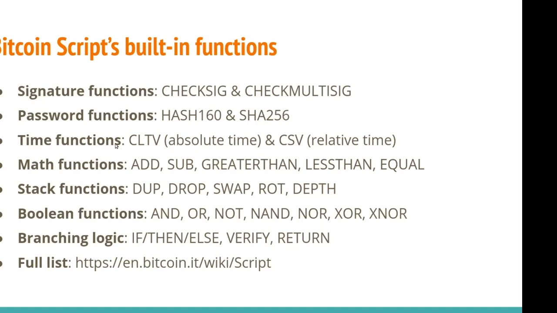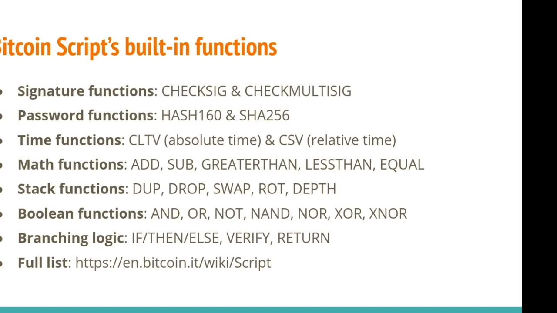We have time functions. We have check lock time verify and check sequence verify. Those both are forms of time lock. See, CLTV is an absolute time lock, where you say something like, I'm going to put some money in an address and you can only spend it after January 1st.